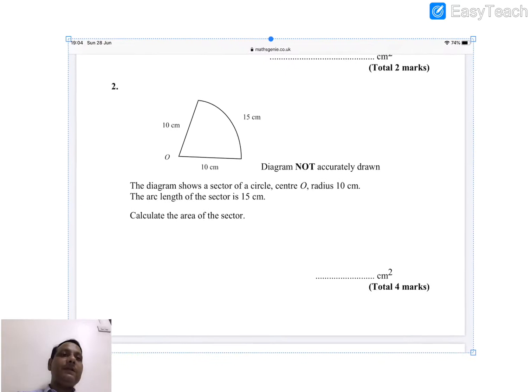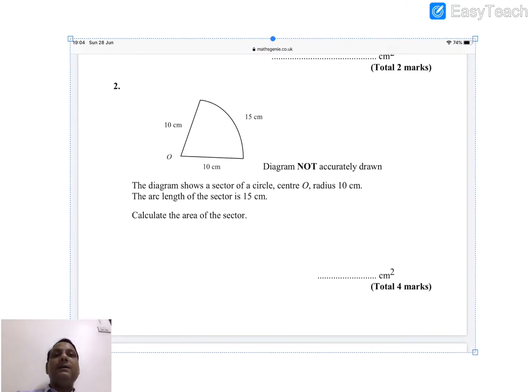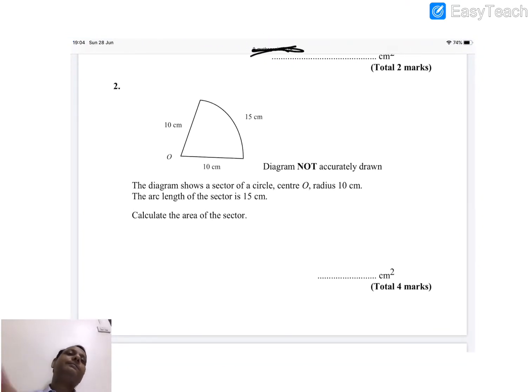See here, let me search the question and I'm coming up to you all. Here is one more question on how to calculate the angle. So here you all are seeing there is a question. This is the angle. The diagram shows a sector of a circle, center is O and radius is 10 centimeter. The arc length of the sector is 15 centimeter. So arc length is given here, and the radius is given, and this angle you want.